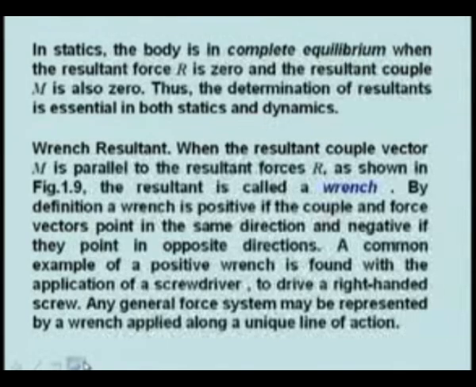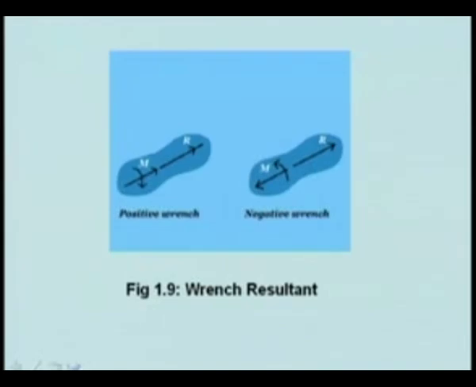Now, we discuss the wrench resultant. When the resultant R is in the same direction as the resultant moment M, then this is called a wrench resultant. It is a positive wrench, that means the direction of R and the direction of M are the same. Negative wrench means the direction of R and the direction of M are opposite.